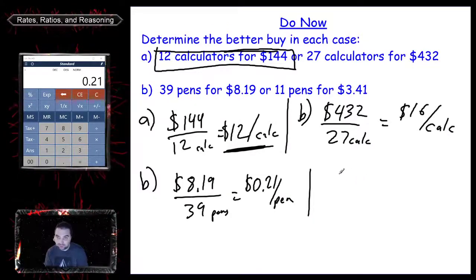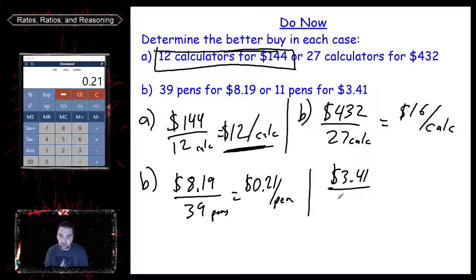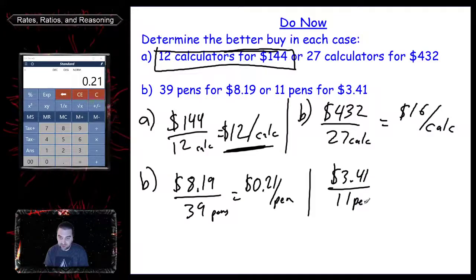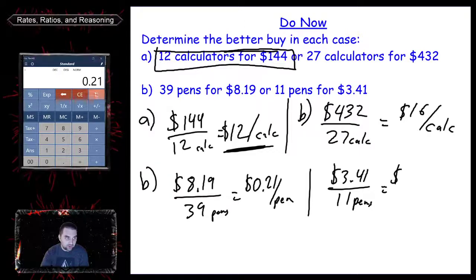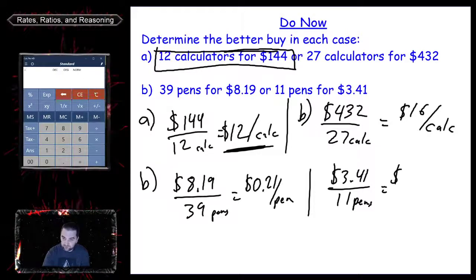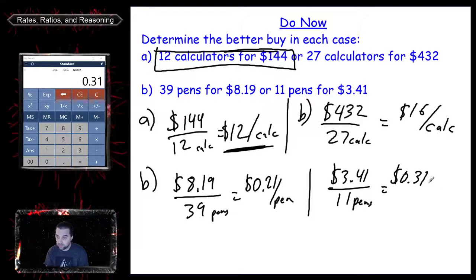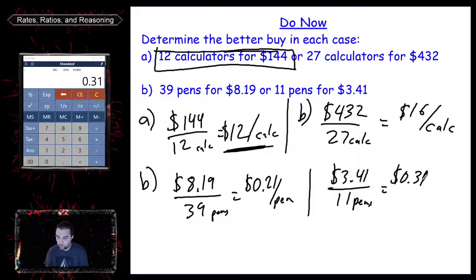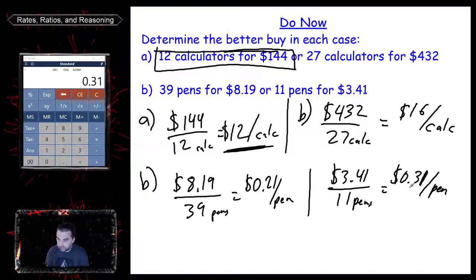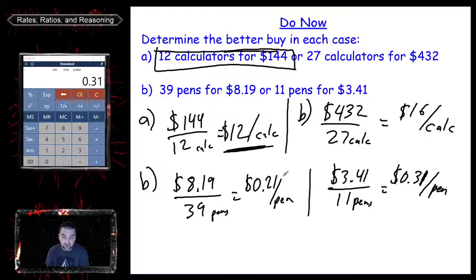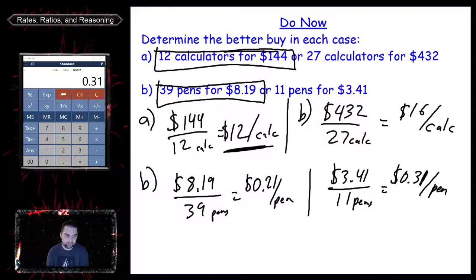And the other option was $3.41, and that gets me 11 pens. So let's check the value of this one. 3.41 divided by 11 gets me $0.31, so 31 cents per pen. So looking at that, would I rather pay 31 cents per pen or 21 cents per pen? I'm going to go with 21 cents per pen, so that would be this guy right here.